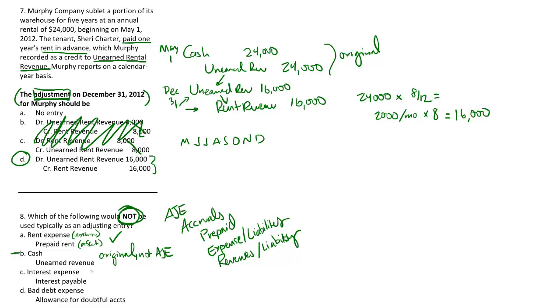Interest expense and payable. Okay, so we have a payable, a new liability that's increasing, an expense that's increasing. Okay, so this looks legitimate. Bad debt expense and allowance for doubtful accounts. So our expense increases and our contra asset account is going to increase. That looks legitimate as well. So sure enough, answer B is going to be the correct answer.